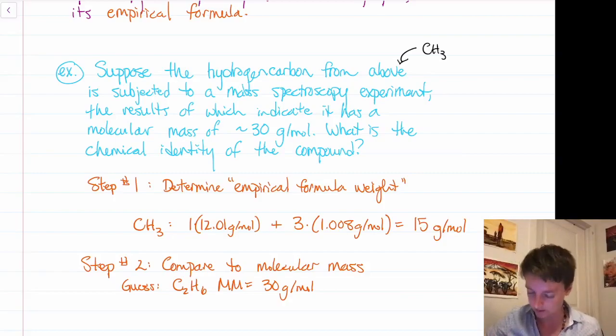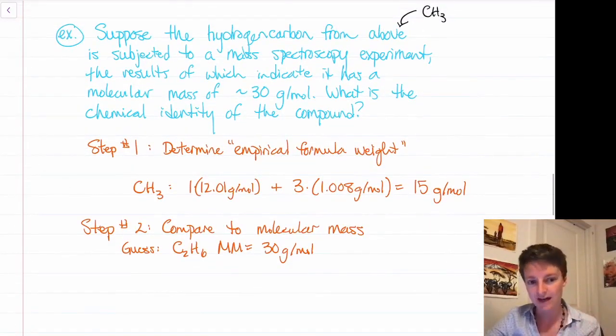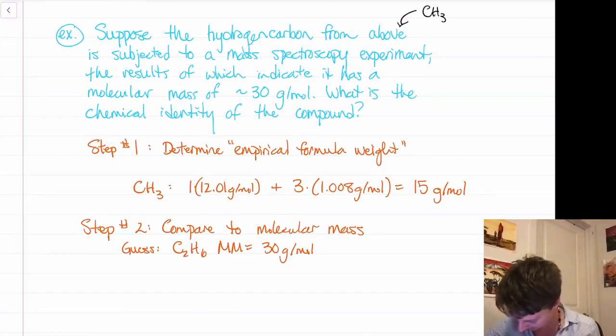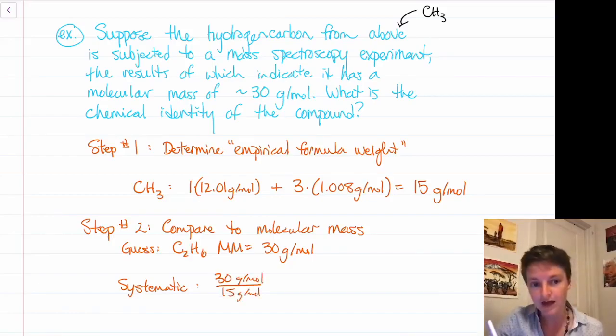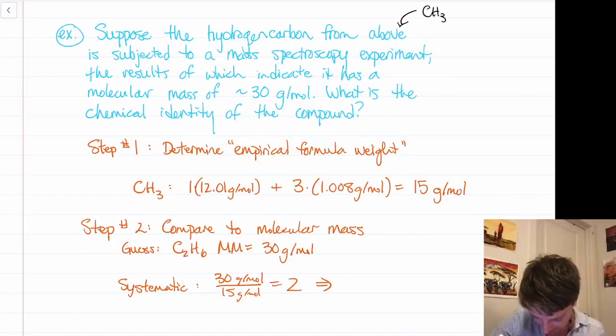The other way that we can determine this, maybe a little bit more systematically, is by realizing that the molecular weight divided by the empirical formula weight tells us what integer we need to multiply by in order to get our molecular mass. So in that case, we would do 30 grams per mole divided by 15 grams per mole. That equals 2, which implies that we need to have 2 times CH3 for our molecular formula, which equals C2H6.